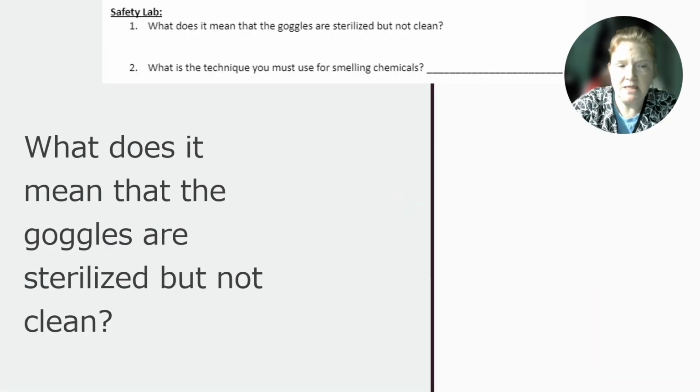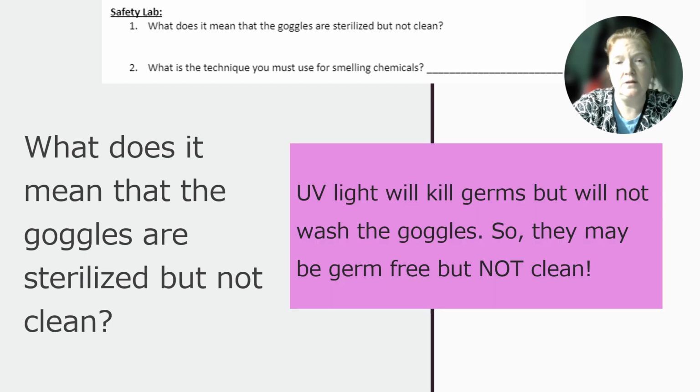What does it mean that the goggles are sterilized but not clean? Well, it means that the UV light in the goggle cabinet will kill the germs. It's not washing the goggles. So they may be germ-free but not clean. So remember, we have some alcohol wipes that you can use to clean the lenses if they need to be cleaned.